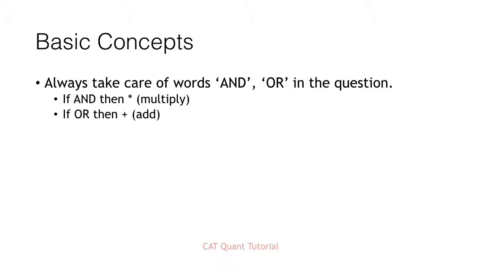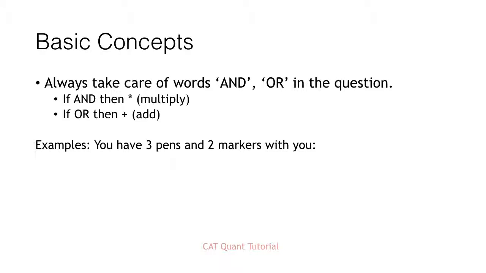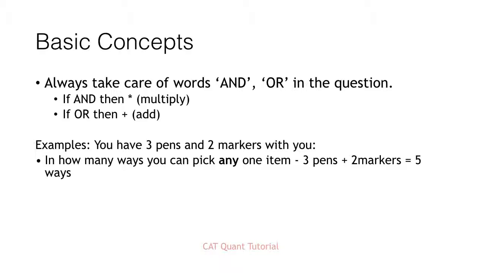This concept is basically called counting. Counting is simple and an easy way for you to solve these problems. Let's take an example. You have three pens and two markers with you. The pens can be P1, P2, P3. Markers could be M1 or M2. If I ask in how many ways you can pick any one of those items, your answer simply would be five ways.